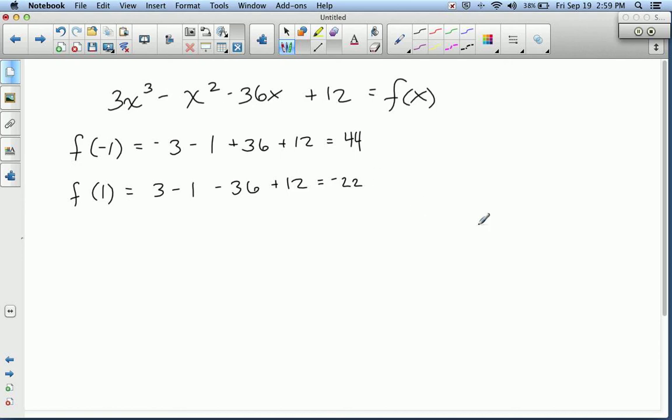Okay, well, that tells me quite a bit of information, actually. So if I look at my graph, when I plug in negative 1, I'm all the way up here at 44. When I plug in positive 1, right, negative 1, positive 1, I'm all the way down here at negative 22. Closed interval from A to B, A is negative 1, B is 1. I'm guaranteed that if I choose a k value between 44 and negative 22, that there will be a c value between negative 1 and 1, such that f of c equals k.